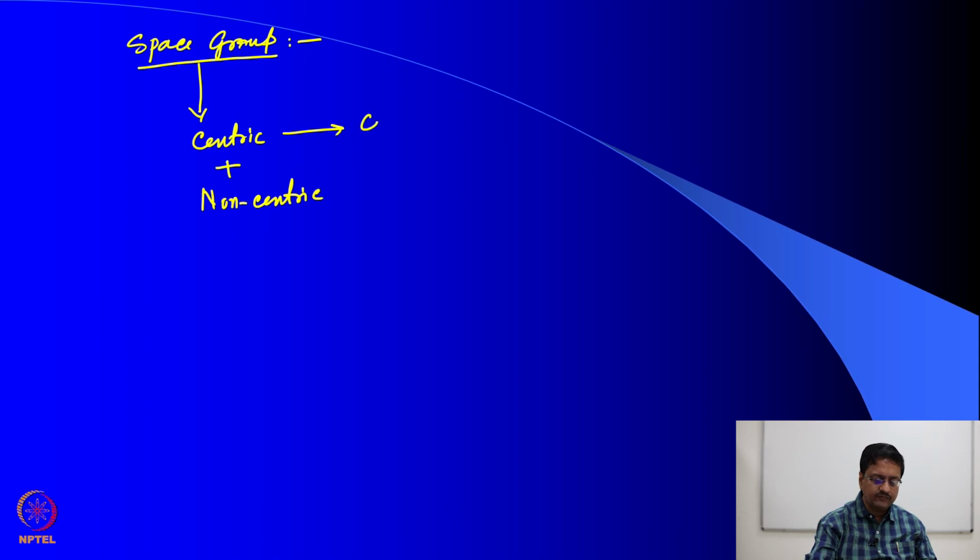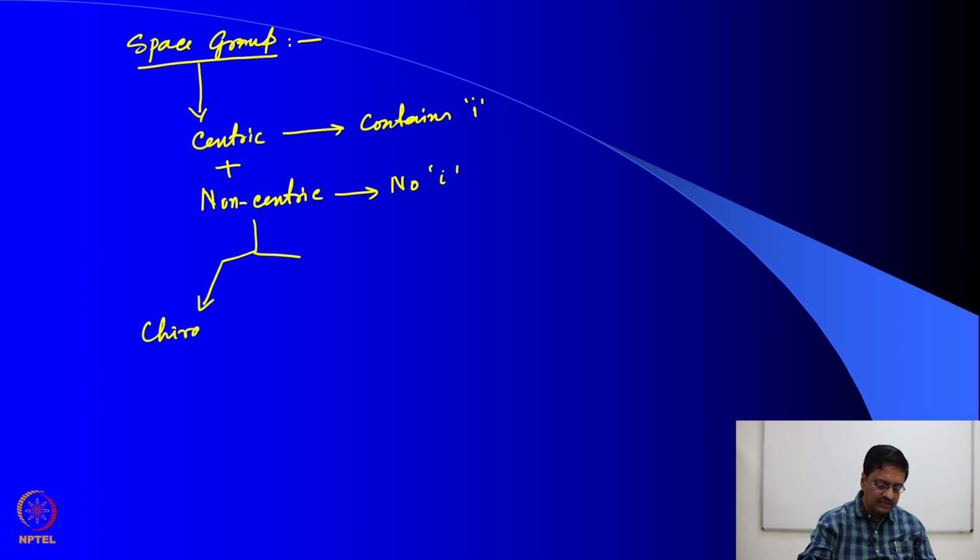Centrosymmetric means contains inversion symmetry, contains I in it. Non-centric means no I, that is, there is no inversion symmetry present in the lattice. This non-centrosymmetric once again can be subdivided as chiral and achiral.